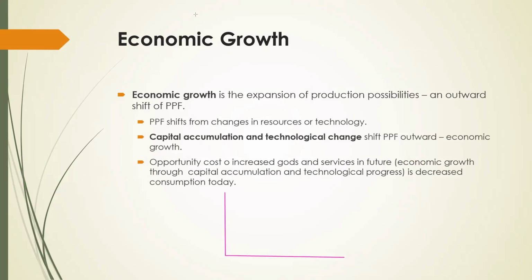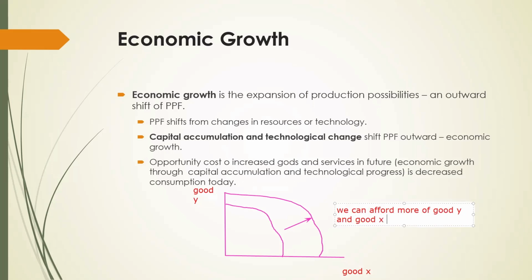How that would look is we can afford more of each thing. In this case, let's say good Y and good X right here, and it'll shift out like this. So we can afford more of good Y and good X through capital accumulation and technological change.